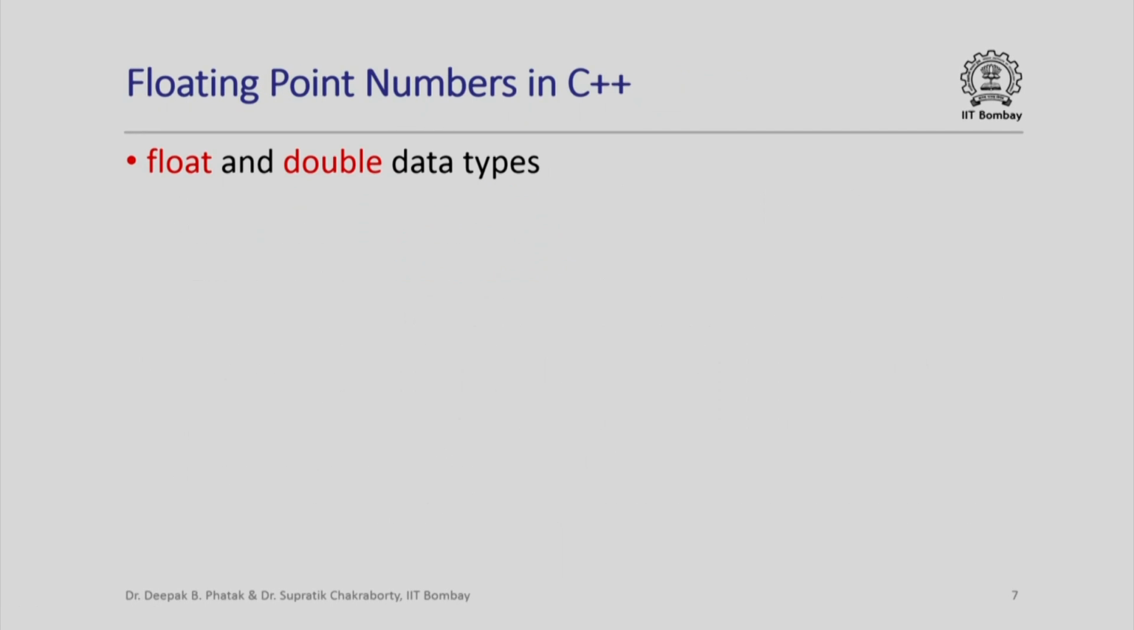Now in C++, how do we declare floating point variables? There are 2 data types called float and double.